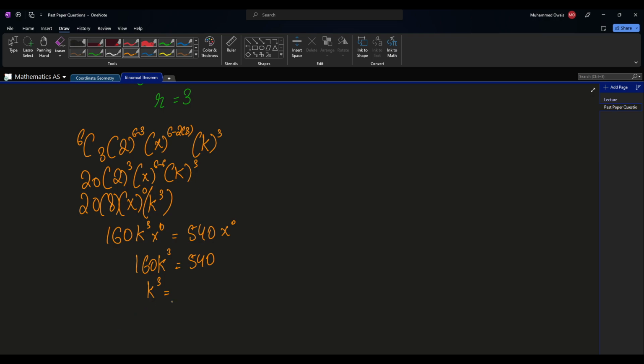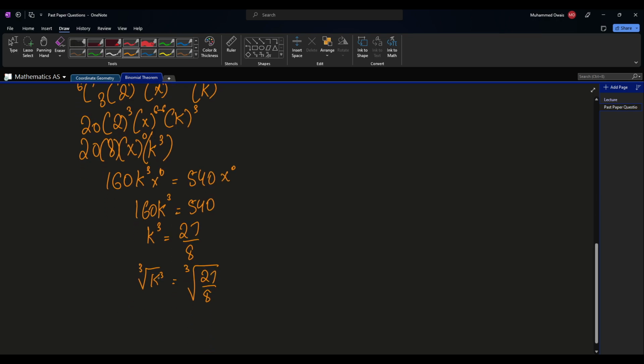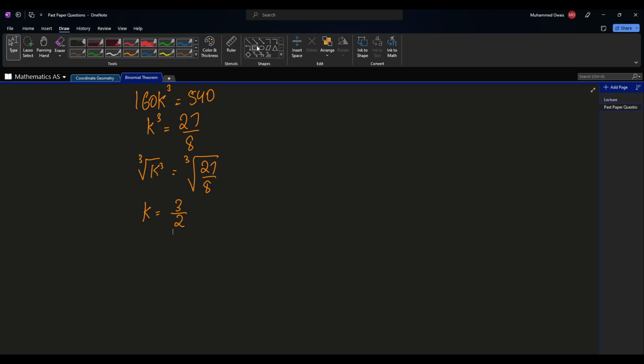So this gives us 27 over 8. And when we apply cube root to both sides, this gives us k. And then when you apply a cube root to 27 over 8, you get 3 over 2 as your answer. Alright, so 3 over 2 is our answer. The value of k is 3 over 2. Remember that when you apply cube root, we do not get plus minus like we do in square root. Alright, so k has a value of 3 over 2.